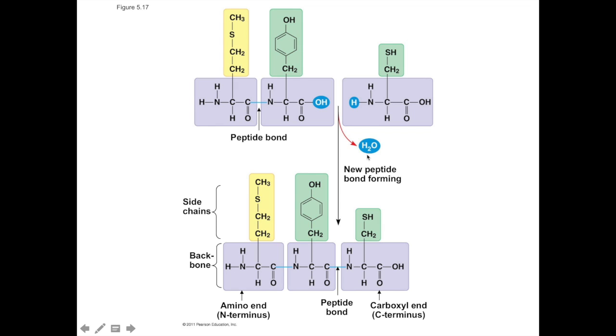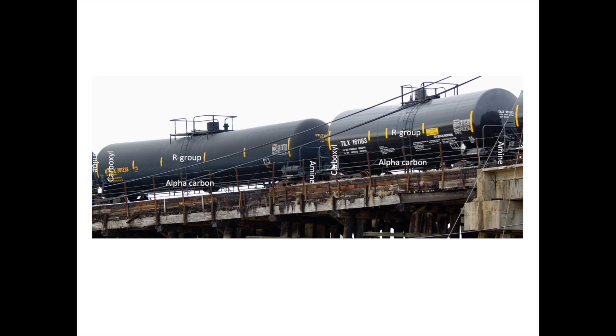And when we take out that molecule of water, we form a bond between the carbon and the nitrogen, and that's called a peptide bond. So it's very important that all of these amino acids have the same basic structure, even if these side chains here are different. Another way to think about a protein is it's kind of like a train.